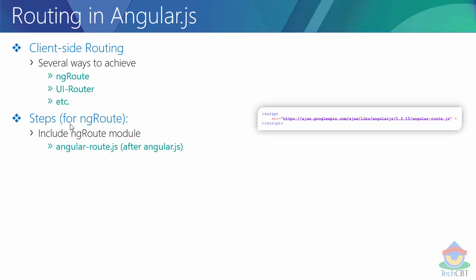The first thing is that we need to include or download and refer the ngRoute module, which is usually available through AngularRoute.js. This AngularRoute.js is a separate JavaScript file which is made available from Google APIs or Google websites, and that needs to be included. Whenever you are including that, it is important to make sure that it is always after Angular.js.